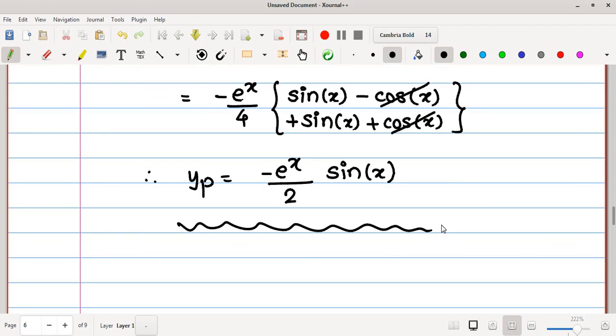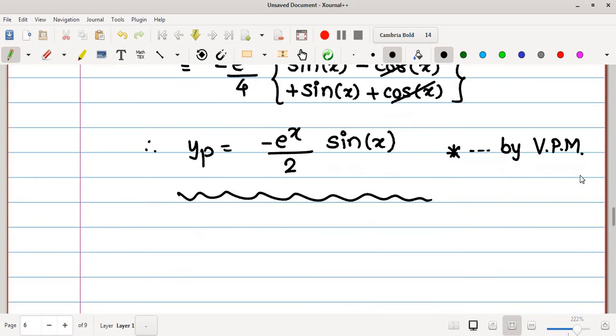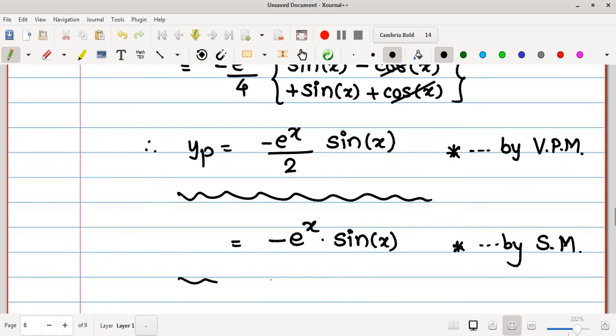So if you observe, this is our solution by variation of parameters method, and the solution obtained for particular integral by shortcut method is e raised to x into sin x. This is by shortcut formula method. So there is a little difference between the coefficient of function of x.